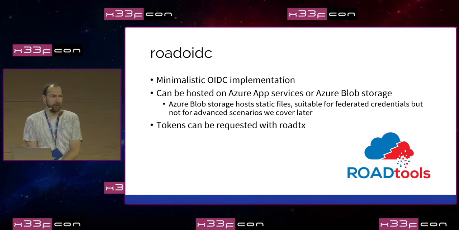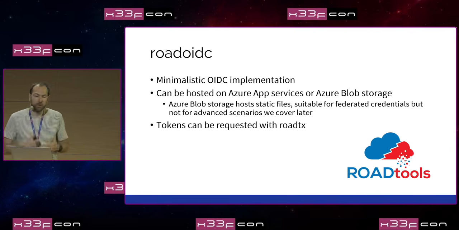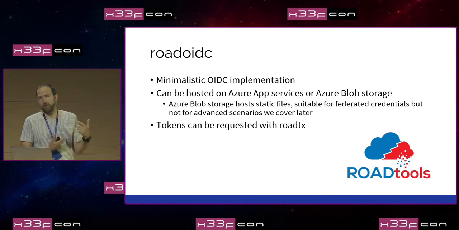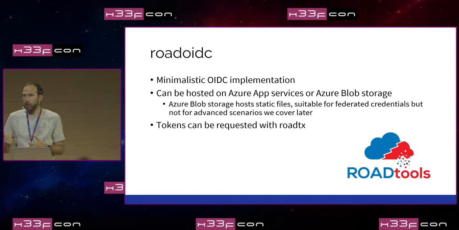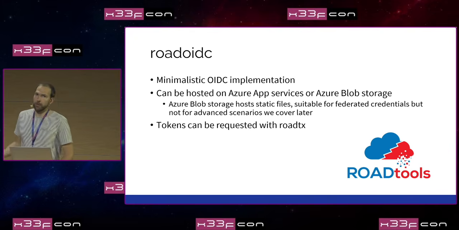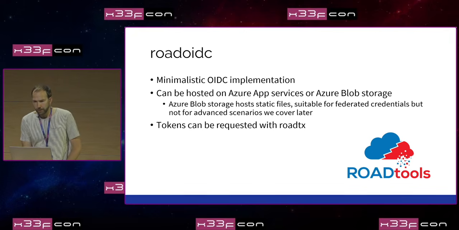of Federated Credentials. And then you can trust that identity provider, which is not a real identity provider, but it works anyway. Or you can host it as an Azure App Service, which makes it a little bit more flexible, because then it can dynamically run code, which is something that's relevant in the follow-up attacks that we see. And if you configure this, then you can also request tokens with ROADtools, using the Road Token Exchange tool, which is also part of the ROADtools framework.